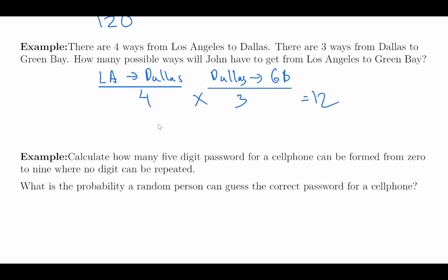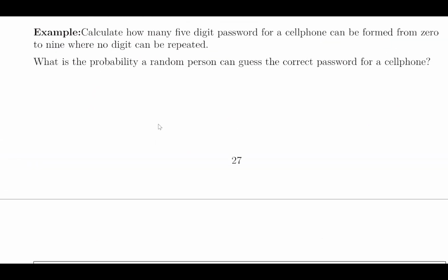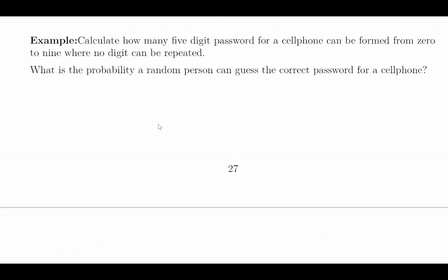Any question for that last example? All right, so let's do this last example before we go on to the permutation. All right, so this one says calculate how many 5-digit passwords for a cell phone can be formed from 0 to 9 where no digit can repeat. All right, so let's first find that one.